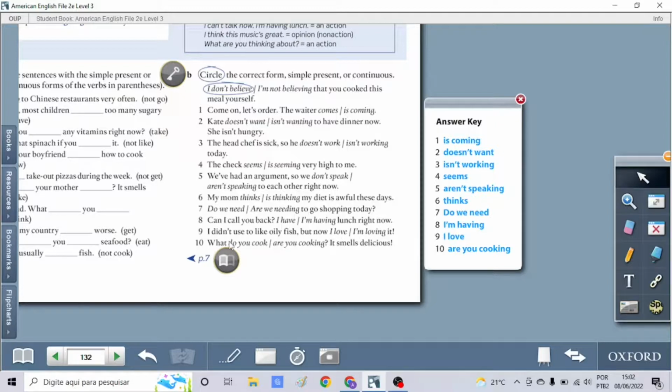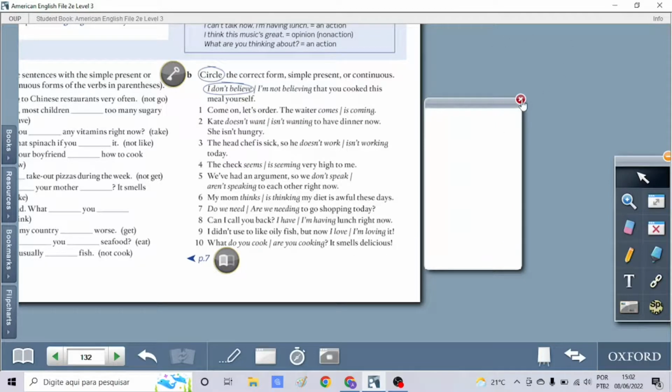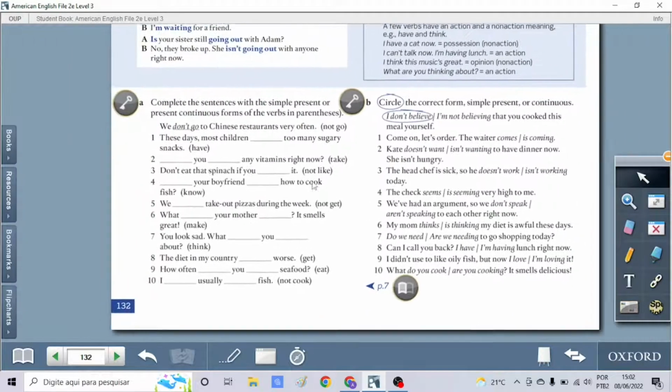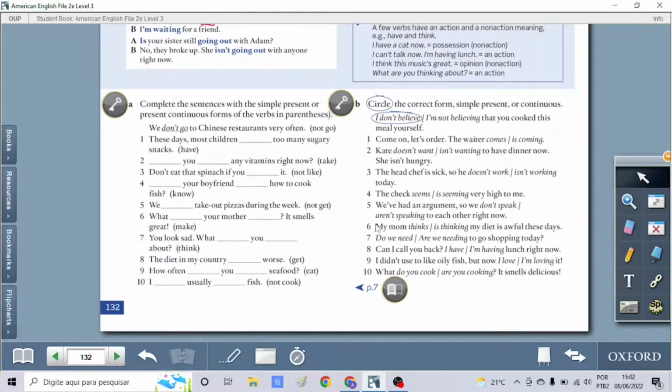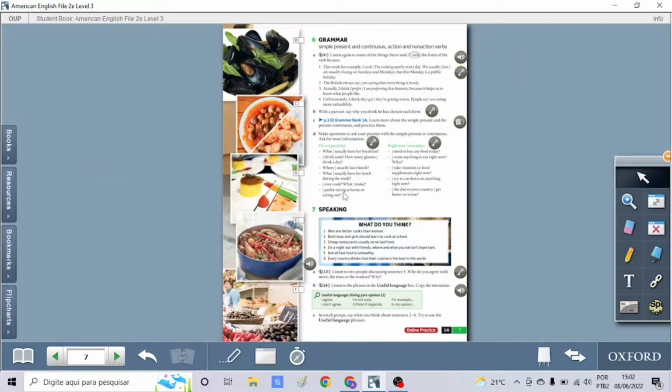9, I didn't used to like oily fish, but now I love it. 10, What are you cooking? It smells delicious. So this is the grammar section. Please ask me on my WhatsApp if you have any questions, okay? Now, going back to page 7.